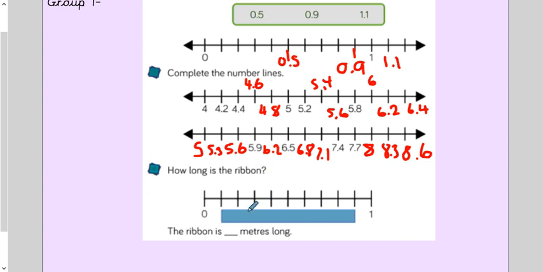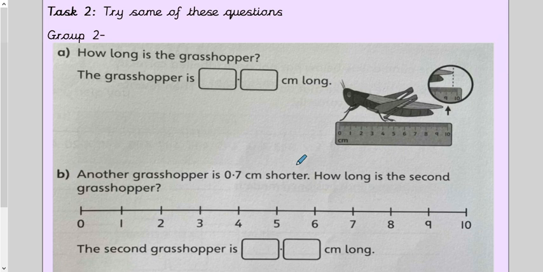How long is the ribbon? It doesn't actually start on 0, so you can't unfortunately just measure it, you need to count it. So 1, 2, 3, 4, 5, 6, 7, 8. 8 meters long. Okay, let me just double check that. 1, 2, 3, 4, 5, 6, 7, 8. Yes, 8 meters long.